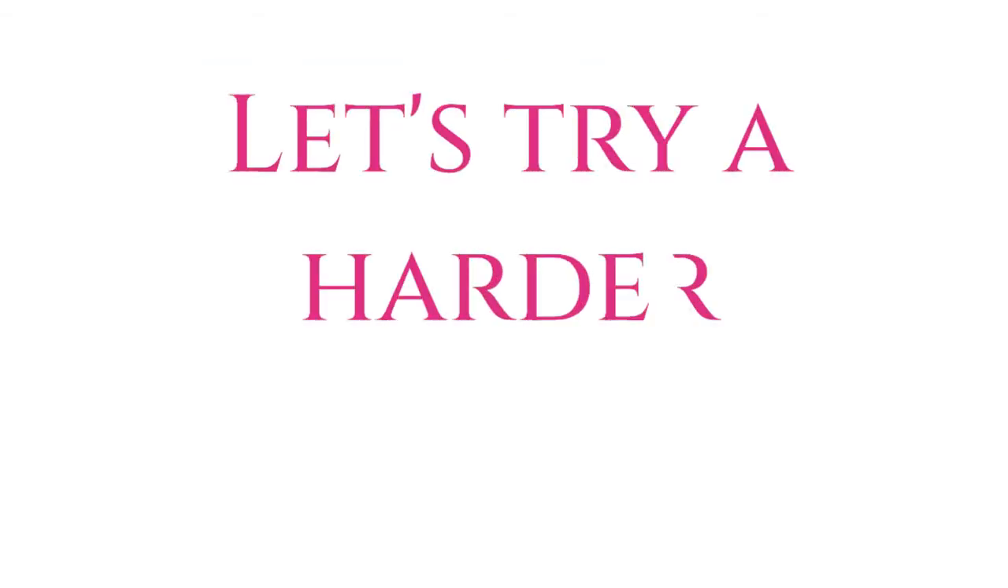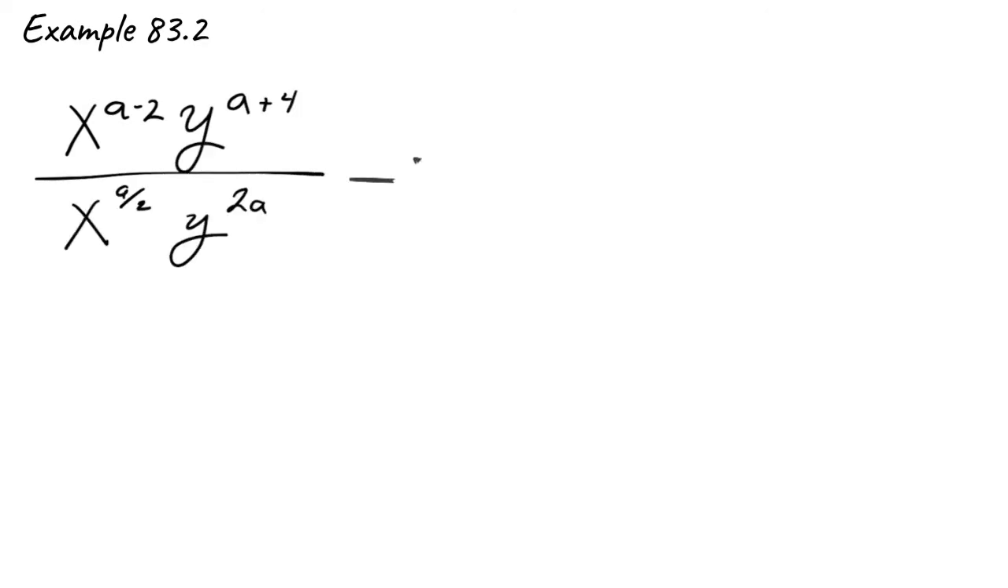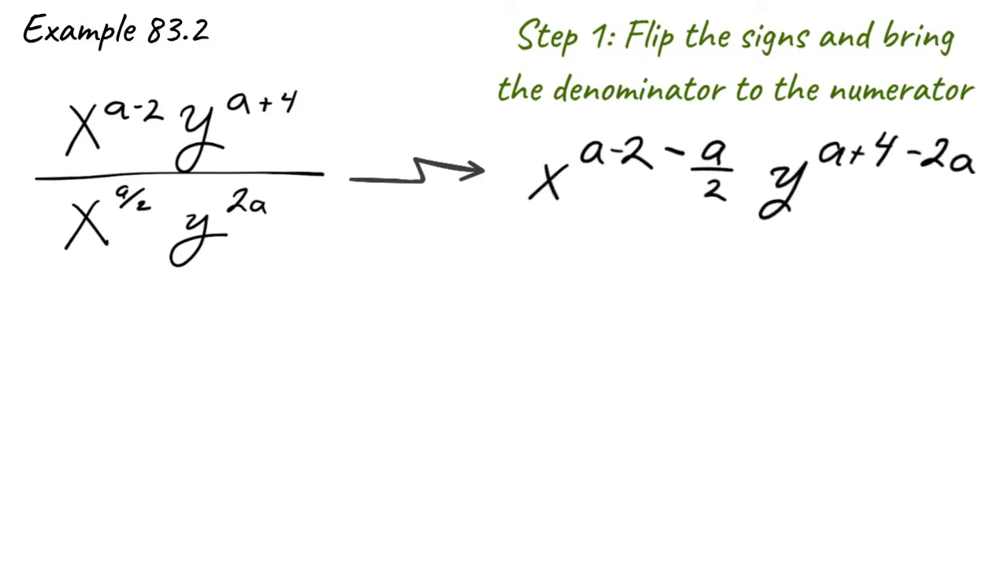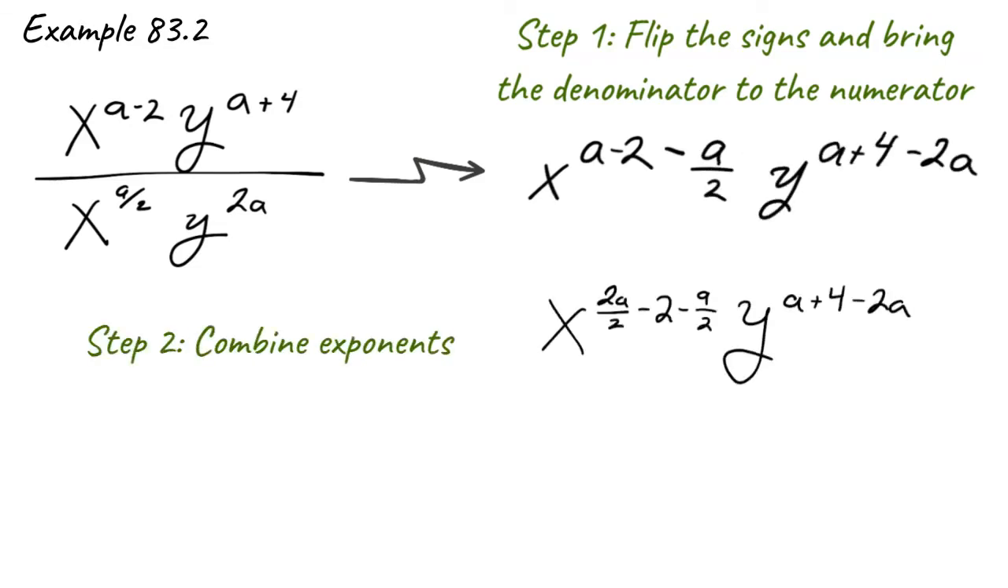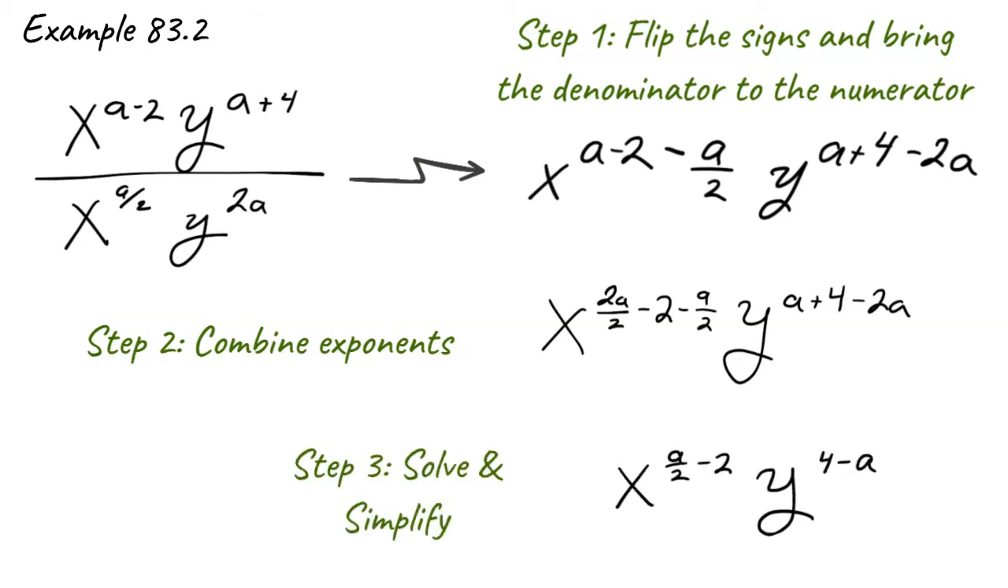Let's try a harder one. Here's a fractional problem. First, we get rid of the denominator by flipping the signs and moving those terms to the numerator. Then we write the exponents together as addition problems. Then we find the common denominators and combine as much as possible, and then finally rewrite it as a simplified expression.